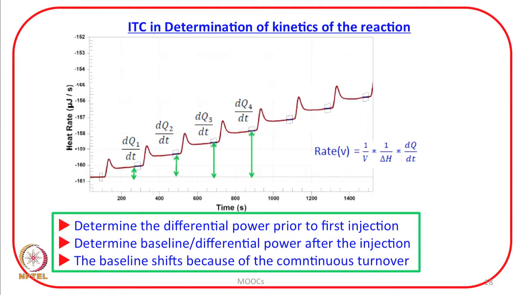Not only in addressing the thermodynamics of a process, we further discussed that isothermal titration calorimetry is very important in determination of the kinetics of the reaction. The rate of the reaction is connected with the enthalpy change and also the heat rate, that is the rate of flow of the heat. And from isothermal titration calorimetric measurements, it is possible to address the kinetics of the reaction.